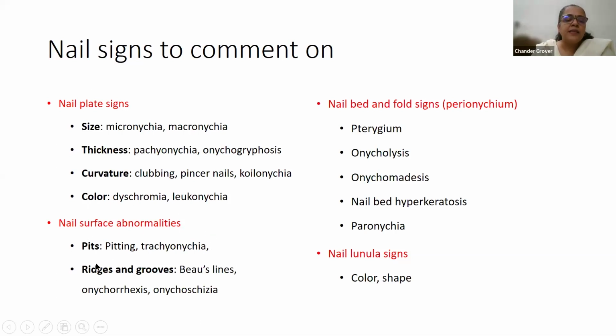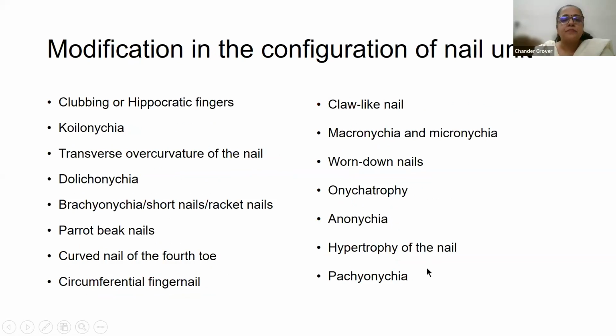Surface abnormalities are something which are present on the surface. This is developmental mostly or systemic. This is something which is because of matrix inflammation. The bed and fold signs are collected here because they have more or less similar modes of keratinization, but the difference can be stark with respect to the tumors. And lunula, whenever visible, should always be commented upon.